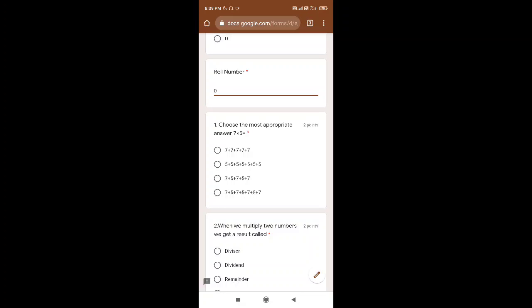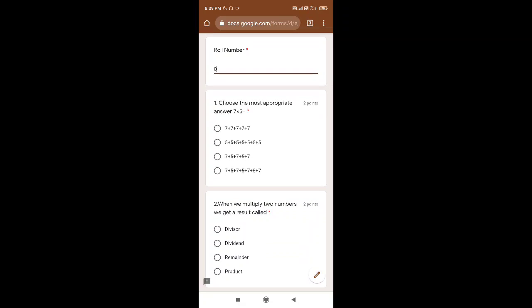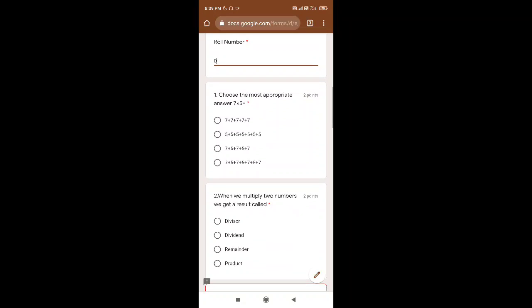Choose the most appropriate answer. 7 multiplied by 5. So all of you know that multiplication is the repeated addition. So 7 multiplied by 5 means we have to add 7 for 5 times. So option A will be the correct answer here. 7 plus 7 plus 7 plus 7 plus 7. We have to add 7 for 5 times. That will be your 7 multiplied by 5.